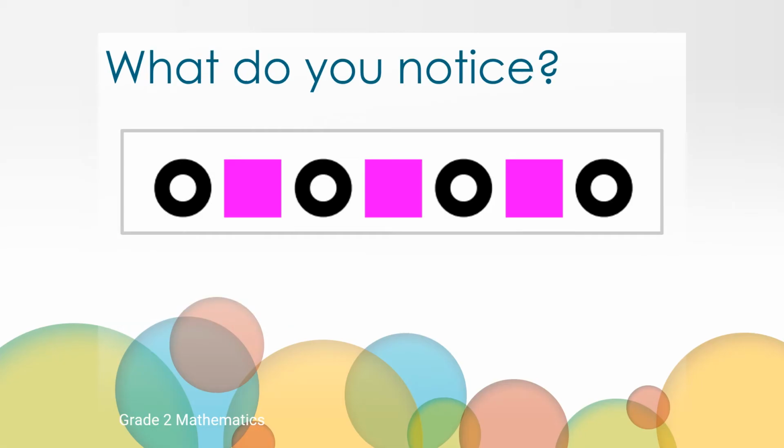Let's get started by taking a look at this picture. What do you notice? Did you notice there are 4 black circles and 3 pink squares? Maybe you noticed they seem to be organized in a certain way. First the circle, then square, circle, square, circle, square, circle. We call this a repeating pattern.